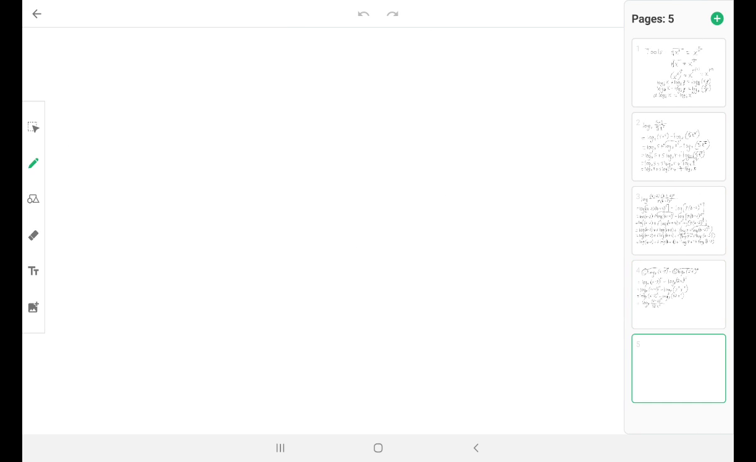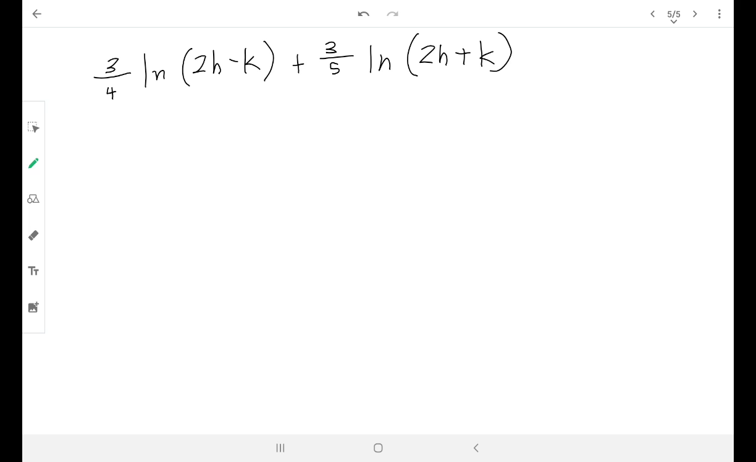Let's do one more. And let's condense this one. We'll do 3 over 4 times the natural log. Remember, that's the log base e of the quantity 2h minus k plus 3 over 5 times the natural log of the quantity 2h plus k. And we'll see what we can do with that.